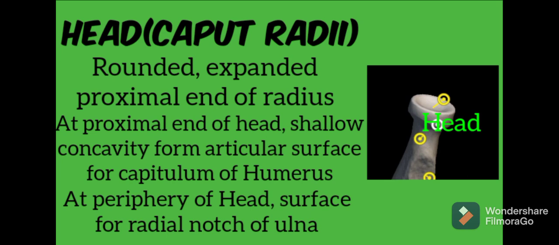The head of the radius, which is also called the caput radii, is a rounded, expanded proximal end of the radius. Its proximal surface is a shallow concavity for articulation with the capitulum of the humerus. Its periphery articulates with the radial notch of the ulna. Here, the important point to keep in mind is that the head of the radius is on the proximal end and the head of the ulna is on the distal end.